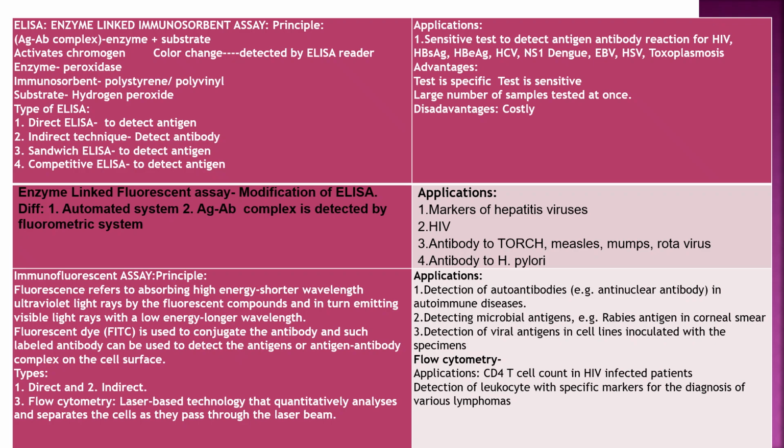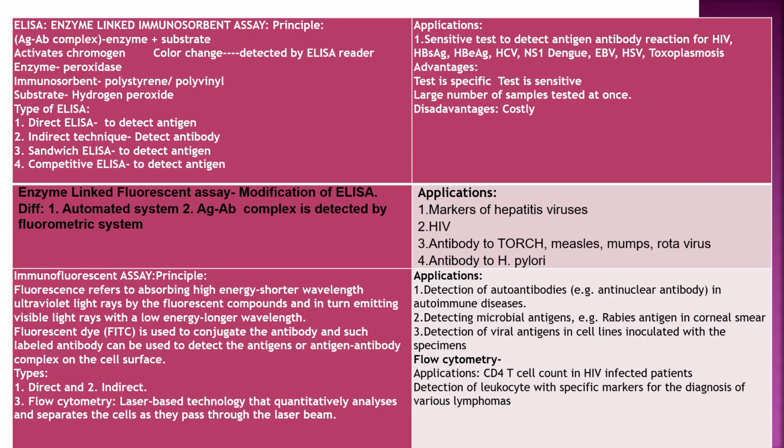Newer techniques. The first one is ELISA, enzyme linked immunosorbent assay. The principle: antigen antibody complex attached with the enzyme plus substrate activates chromogens, and then the color changes, and that is detected by an ELISA reader. Enzyme is peroxidase, immunosorbent is a polystyrene or polyvinyl material, substrate is hydrogen peroxide. Types of ELISA: direct ELISA to detect antigen, indirect ELISA to detect antibody, sandwich ELISA to detect antigen, competitive ELISA to detect antigen.